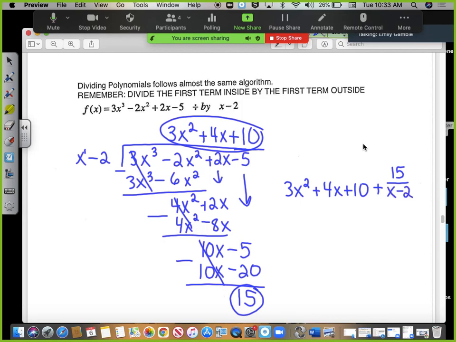So you rewrite the answer from the top. That's your full answer plus or minus, if it's negative, the remainder. It's always going to be plus, actually. Plus the remainder, but always make sure to put the x minus 2, the divisor, as the denominator. And then that is the process.